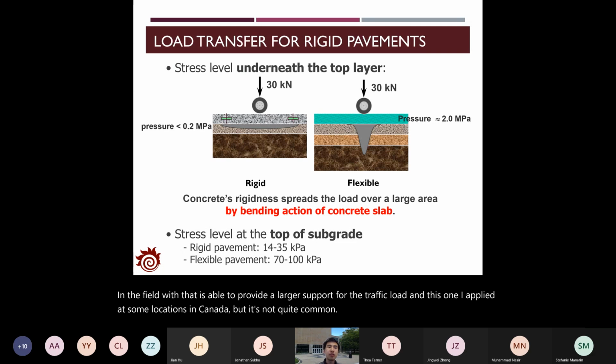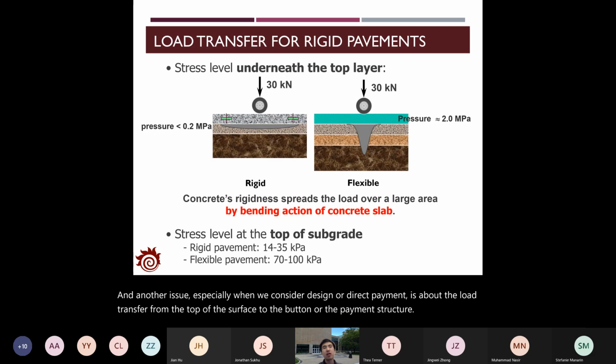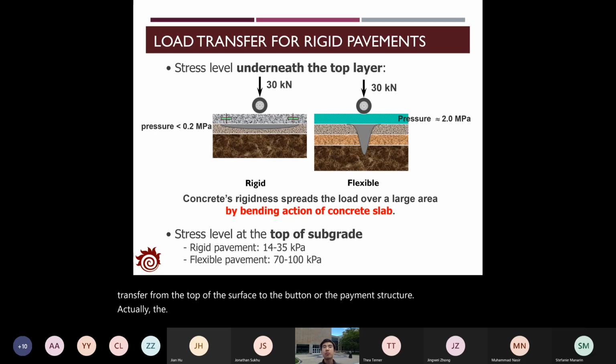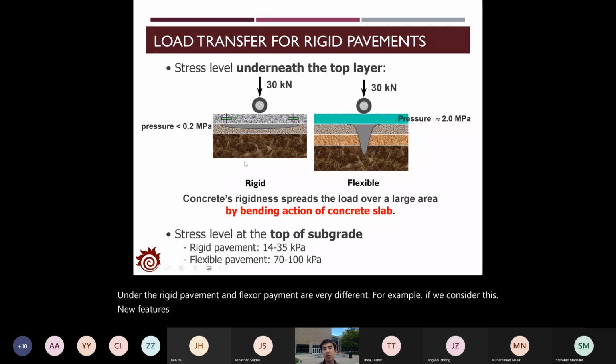Another issue, especially when we consider the design of the rigid pavement, is about the load transfer from the top of the surface to the bottom of the pavement structure. Actually, the load transfer under the rigid pavement and the flexible pavement are very different. For example, if we consider these two figures, on the left, that's the rigid pavement design. On the right, that's the flexible pavement design.